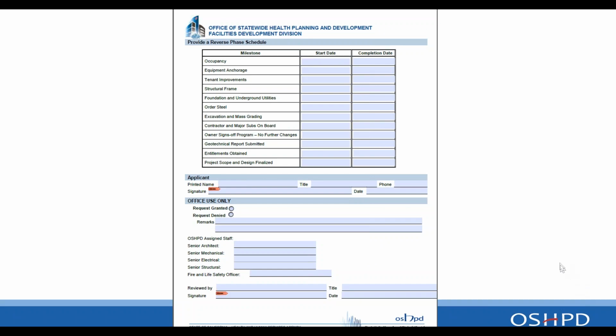We included in that request a reverse phase schedule that starts with occupancy and works back to project scope and design finalized. This is merely something that we look at to see if the proposed schedule is reasonable and doable. When we look at this, if the dates are unrealistic, then we can have that discussion and try and get the matrix revised so that it's reasonable.